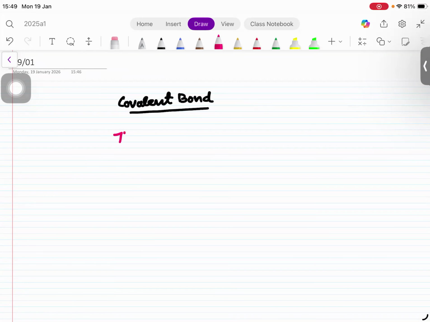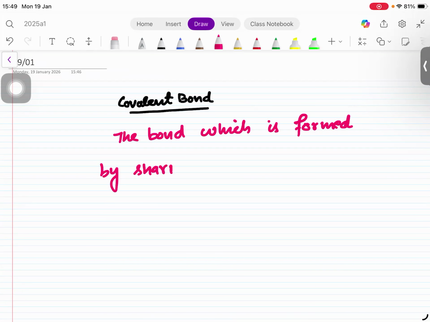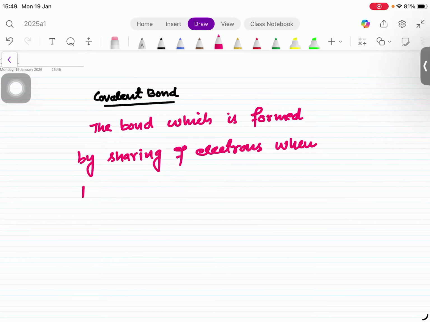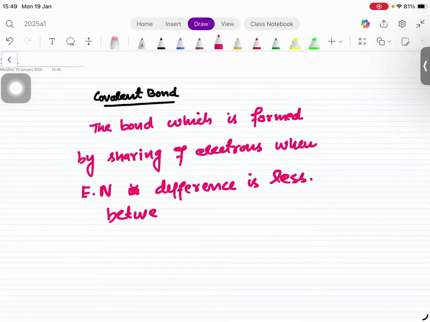And the covalent bond is the bond which is formed by sharing of electrons when the electronegativity difference is less between two atoms. This is how it is formed. It is not precisely the definition, bacho.